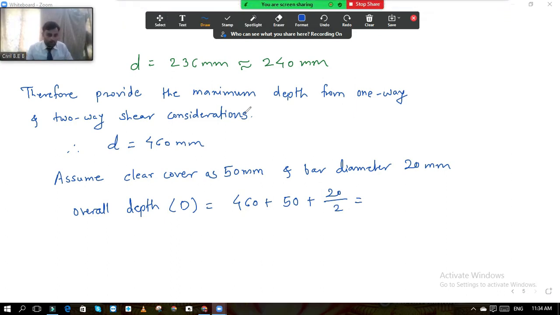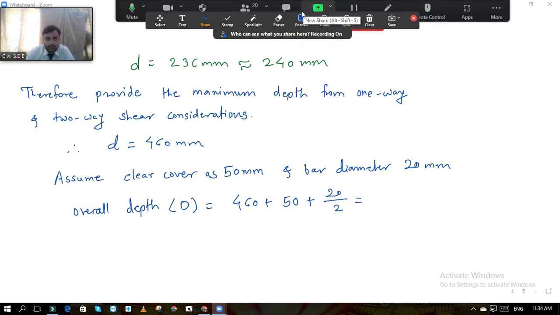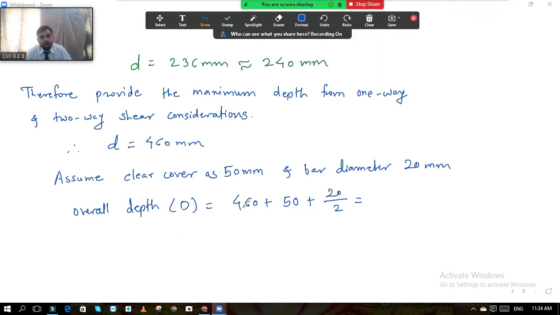Okay, so now the overall depth, let me know the value: 460 plus 50 plus 20 by 2. What is the answer? 460 plus 10 is 470, plus 50 is 520 mm. So this is our overall depth, 520 mm. Our effective depth is 460 and our overall depth is 520.